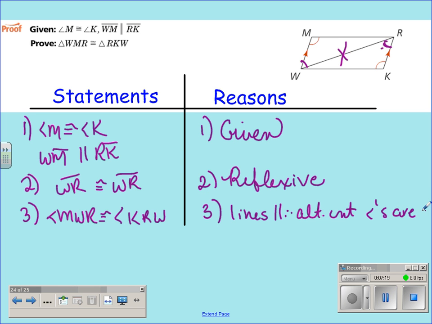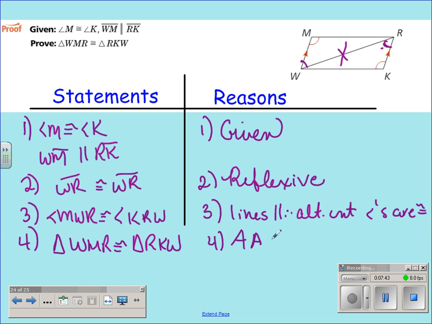If you want to look up from the last chapter on the postulates, feel free to do that. I am unsure of what theorem number it is. I think it's theorem 3.1, but I'm not quite sure. And then finally, for number 4, we now have enough information to say that the triangles are equal. So triangle WMR is congruent to triangle RKW. And then the reason why would be angle, angle, side. Done with the proof. 4 steps.